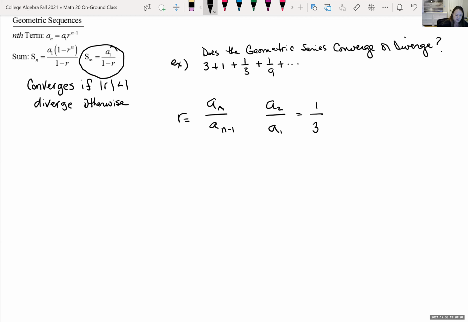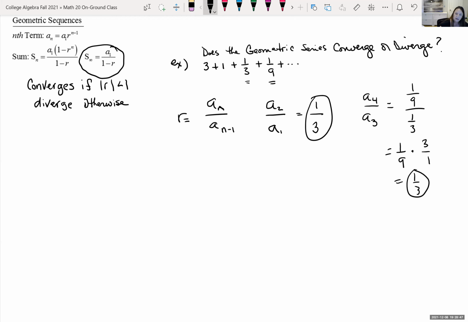I'm just going to show you really quickly that we would get the same thing if we had chosen a sub 4 divided by a sub 3, right? 1/9 divided by 1/3. Well, that's 1/9 times the reciprocal, 3/1, which is 1/3. So you can see that r is 1/3.